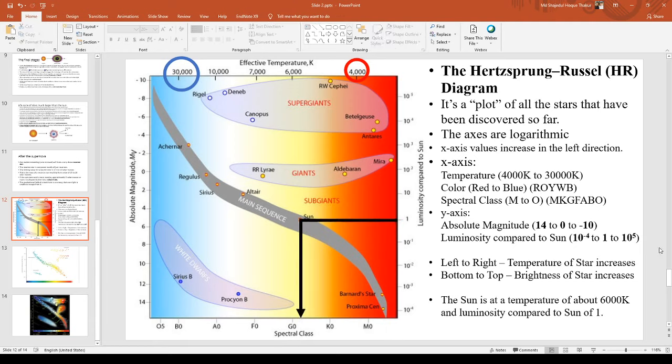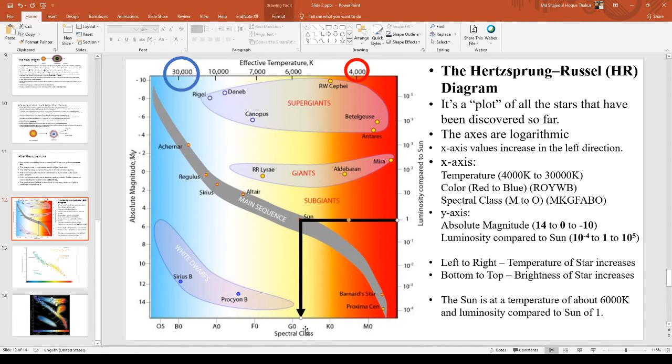Alright, you see the sun? You see where the sun is? The sun is at exactly luminosity compared to sun of 1, and somewhere around here, which is a little bit below 6,000 Kelvin temperature, and a little bit before G0, that is, the sun is a G2 star.